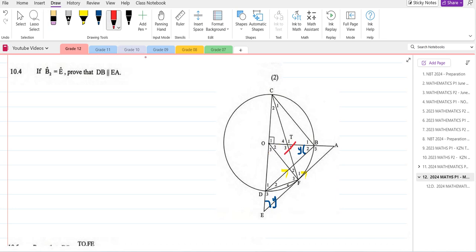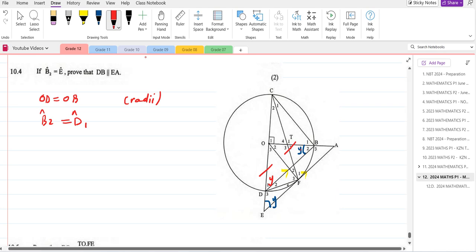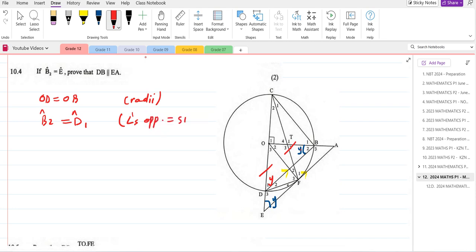Remember that line is equal to that line, so that's y, then that's angle D1 is y. So let's write that down. OD equals OB, radii. Angle B2 is equal to angle D1. That's because we have angles opposite equal sides, right? And then you can call it y, right?